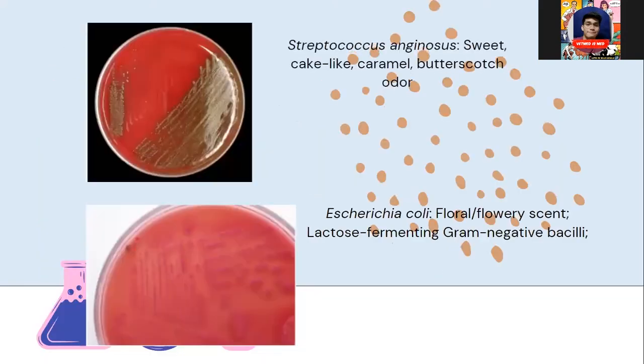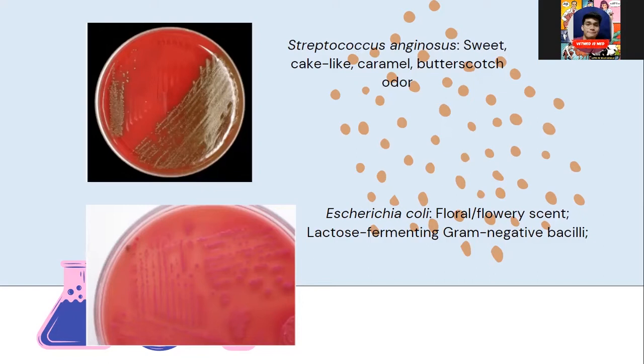Next is Streptococcus aeruginosus, characteristic sweet, cake-like, caramel or butterscotch odor. Part of the normal skin flora but can cause rare infections such as brain abscesses, liver abscesses, and bacteremia, usually resistant to bacitracin and susceptible to penicillin.